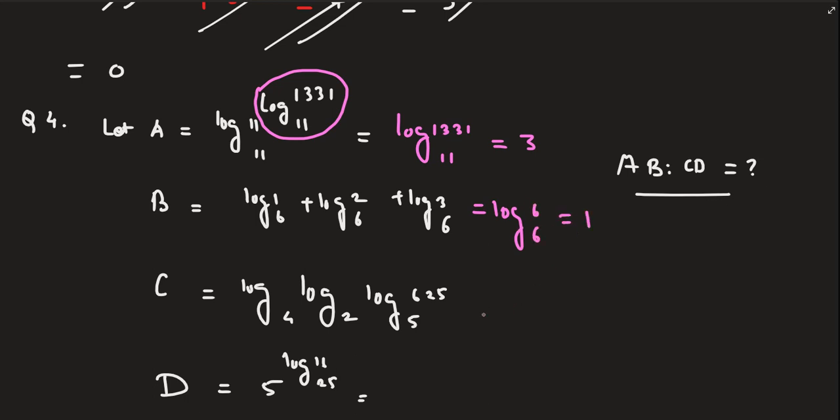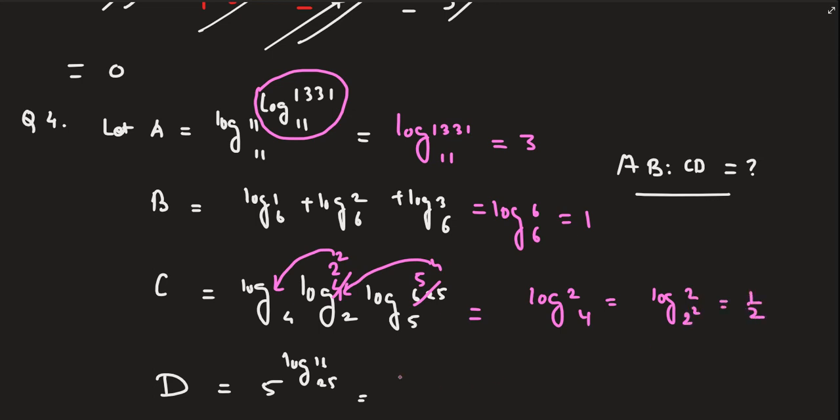Here, if you apply the property of log, you get log 6 base 6, which is 1. Here you have this value, 5 power 4. So this 4 you can take outside. This 4 you can write as 2 square, and this 2 you can take outside. So ultimately you have log of 2 base 4, which is equal to log 2 base 2 square, so 1 by 2 log 2 base 2.